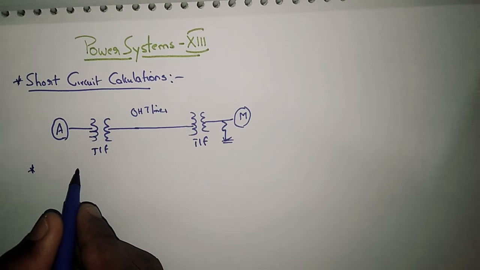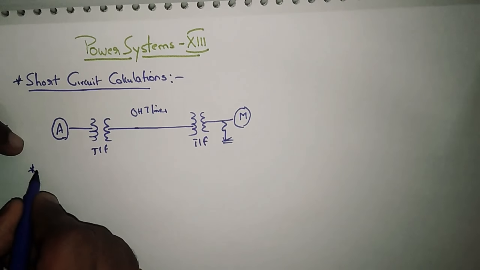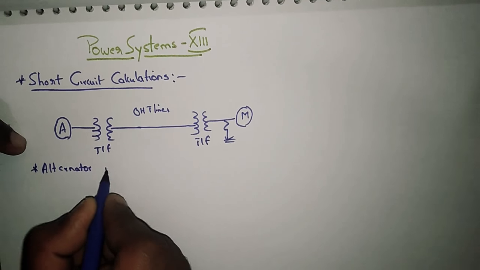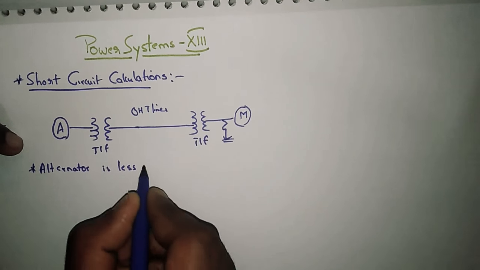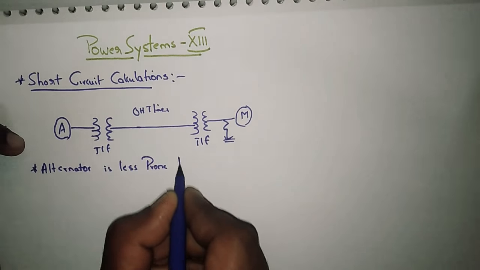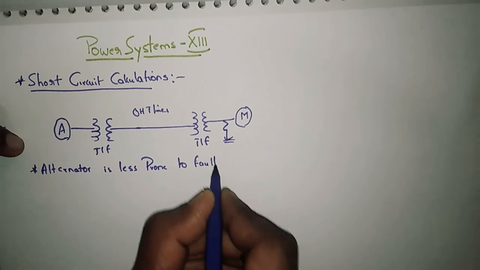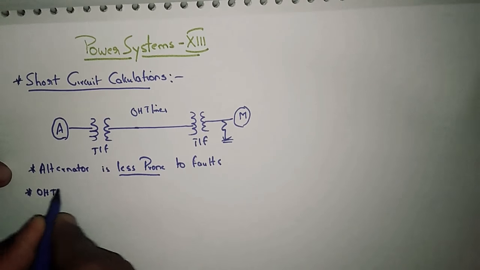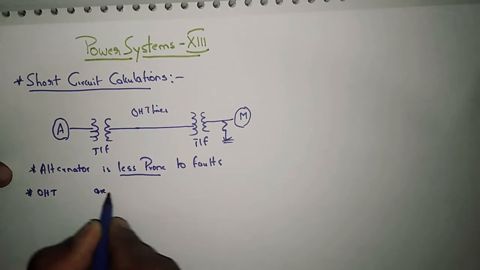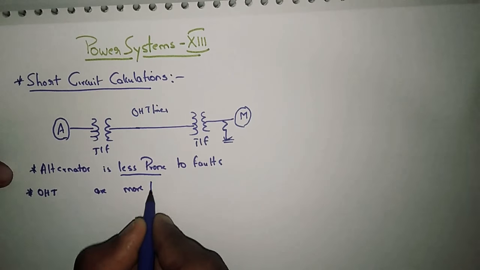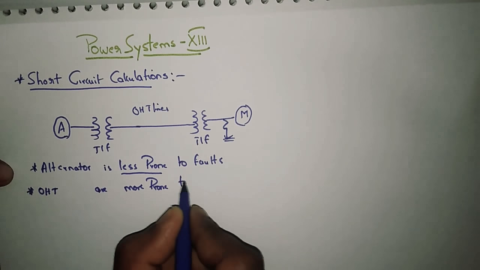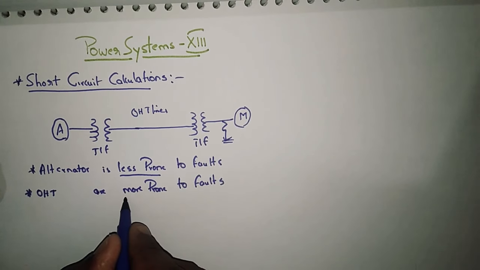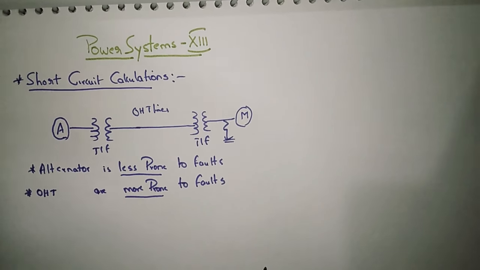So what is important here is, the alternator is less prone to faults, whereas overhead transmission lines are more prone to faults. So these are the two points about this.